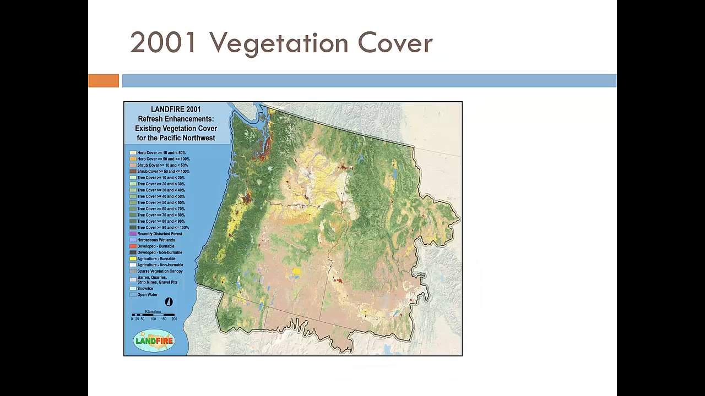LANDFIRE received user feedback that tree canopy cover was generally too high. For 2001, we used a new methodology for mining information from the forest inventory and analysis plots and a stem mapping algorithm to improve vegetation cover mapping in forested areas.